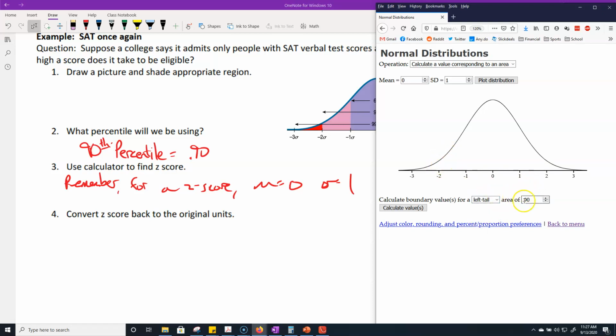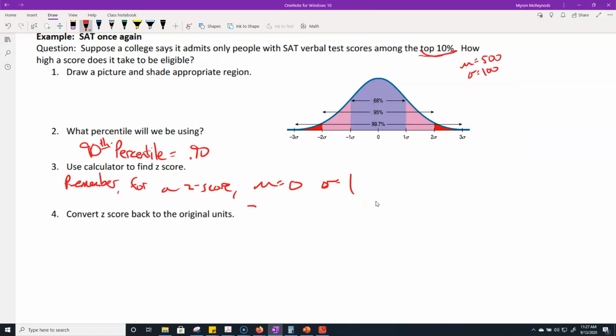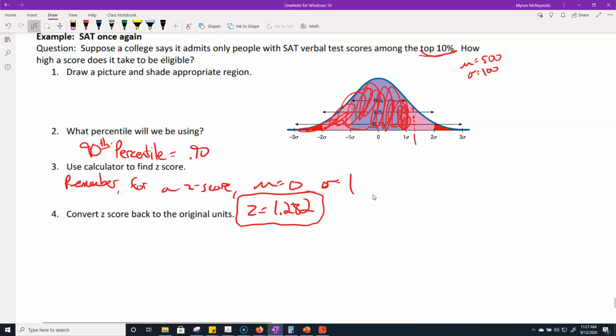I want you to read it like this: 90% scored less than a z-value of 1.282. Z equals 1.282, like that. So that should be an above average score. It's right here, and it would be shaded to the left. 1.282, right there. All right, so they want you to convert the z-score back to original units.